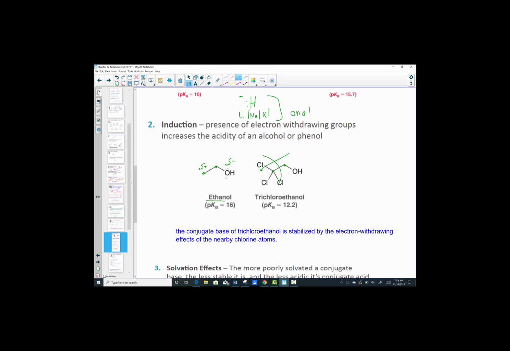And if the electron density is being pulled away, that's what induction is, this hydrogen is not held as tightly by the oxygen and is easier to remove. The electron density being pulled away from the oxygen makes this hydrogen easier to cleave. This is a more acidic hydrogen because the negative charge from the conjugate base is very readily stabilized by those electron withdrawing groups.